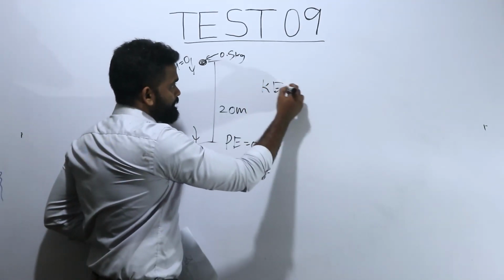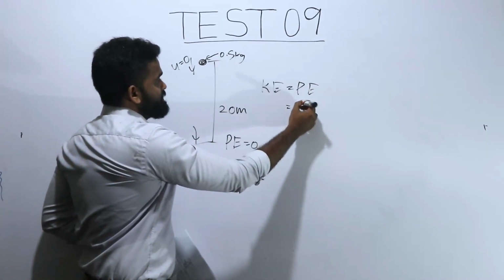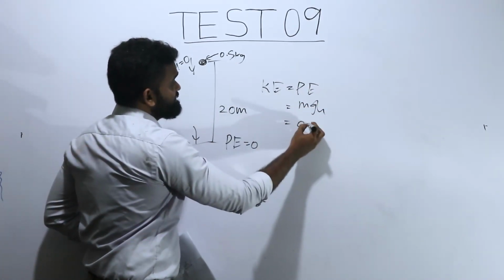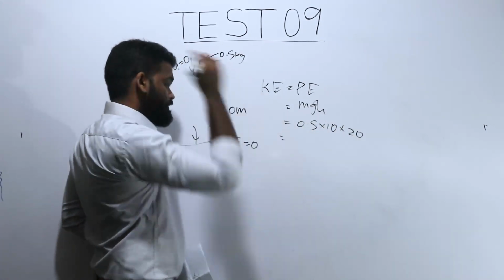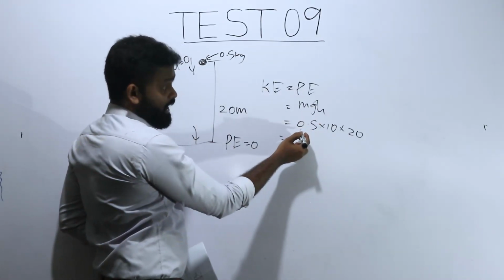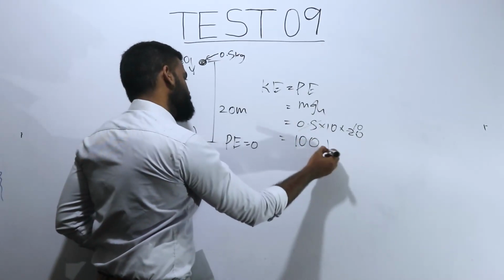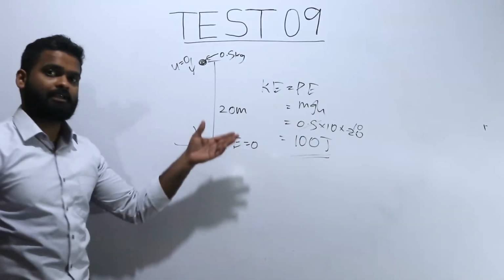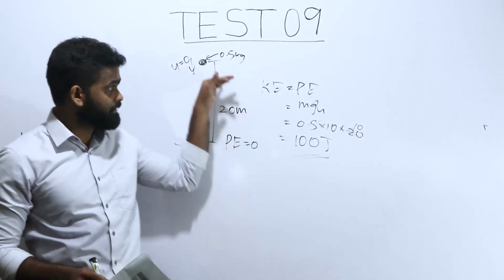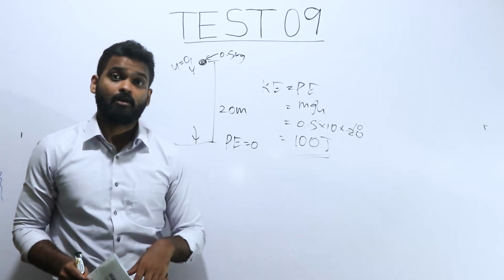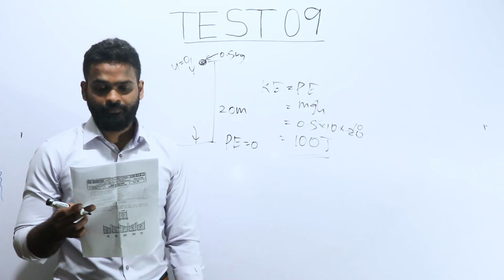So the potential energy is mgh. Mass is 0.5, g is 10, h is 20. So 20 times 0.5 means 10, and 10 times 10 is 100. So the kinetic energy is 100 joules. That's like the easiest question here. So the kinetic energy gained as it reaches the ground is 100 joules. So the answer for that should be the third one.